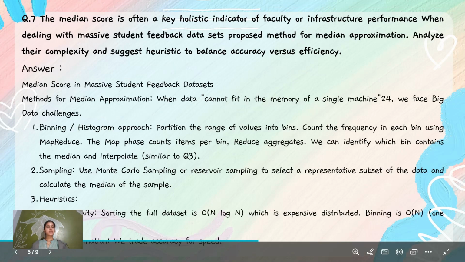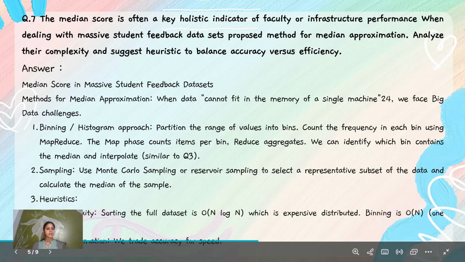Now move to the next question, question number 7. Median score is often a key holistic indicator of faculty and infrastructure performance when dealing with massive student feedback data. Propose methods for median approximation, analyze their complexity, and suggest heuristics to balance accuracy versus efficiency. So the answer is: median score in a massive student data set, methods for median approximation when the data cannot fit in the memory of a single machine.